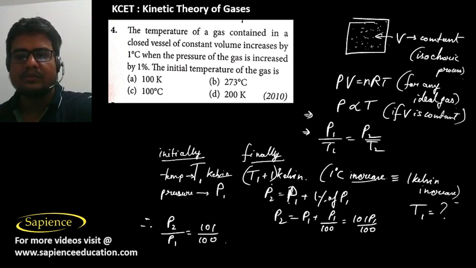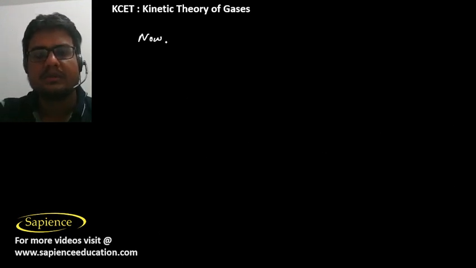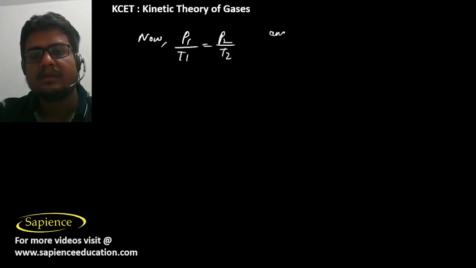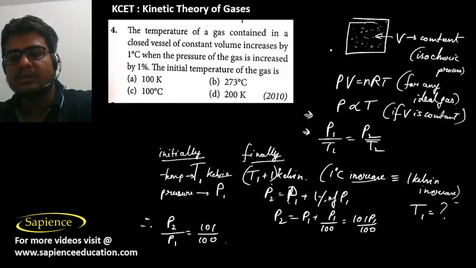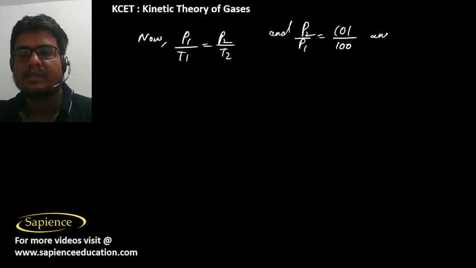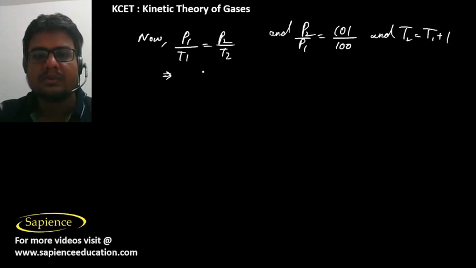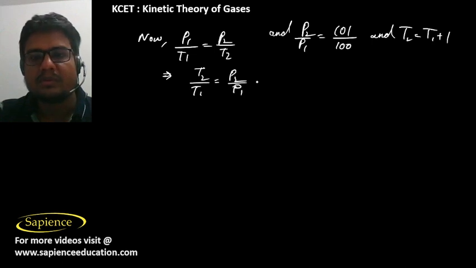Now T2 is T1 plus 1. So now we see that P1 by T1 is equal to P2 by T2, and P2 by P1 we have found is equal to 101 by 100, and T2 is equal to T1 plus 1. If we substitute that, then T2 by T1 is equal to P2 by P1, which is equal to 101 by 100. So T2 is T1 plus 1, divided by T1, equal to 101 by 100.